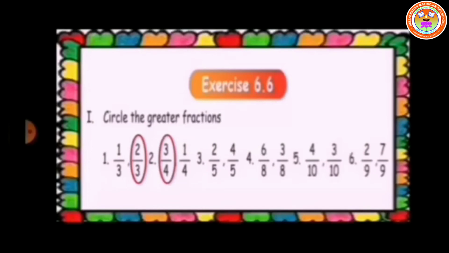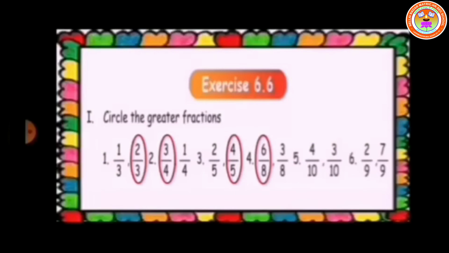Third one, 2 divided by 5, 4 divided by 5. Here the numerators are 2 and 4. Which one is greater? Yes, 4. So, we have to circle 4 by 5. Fourth one, 6 by 8, 3 by 8. Here the numerators are 6 and 3. Which one is greater? Yes, 6. So, we have to circle 6 by 8.